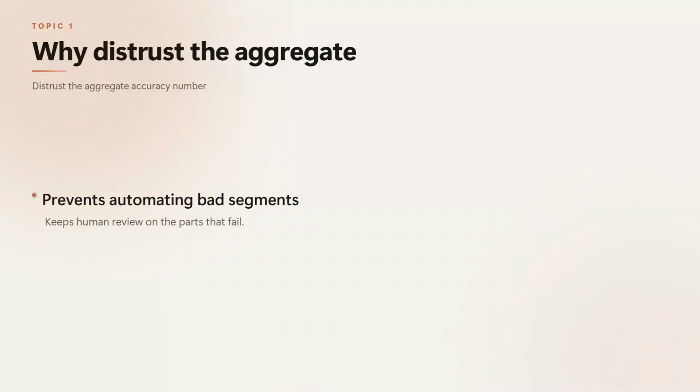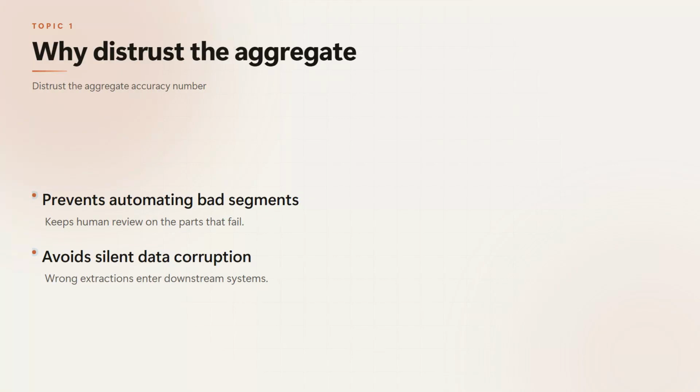Without this, the failure is silent and expensive. You automate high-confidence extraction based on a 97% headline number, and for months you're pushing wrong data from handwritten addenda into your ERP. Invoices get paid to the wrong entities, compliance reports are wrong, and you don't notice until an audit. The cost is not just rework, it's trust in the whole automation program. Segmented analysis prevents that by keeping human review exactly where the model is weak.